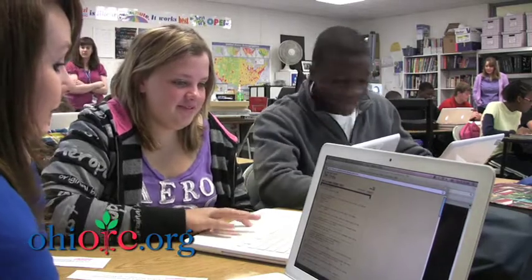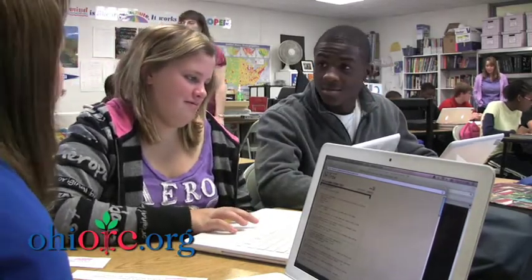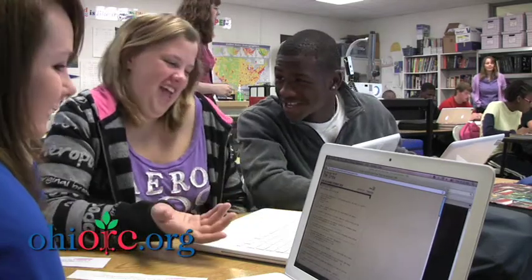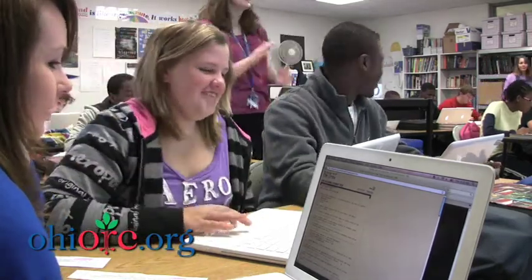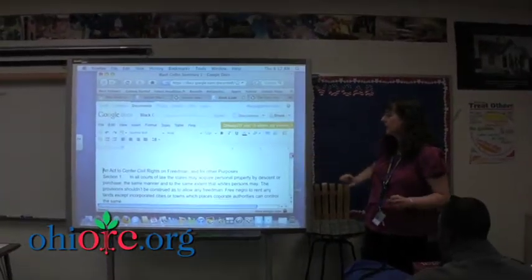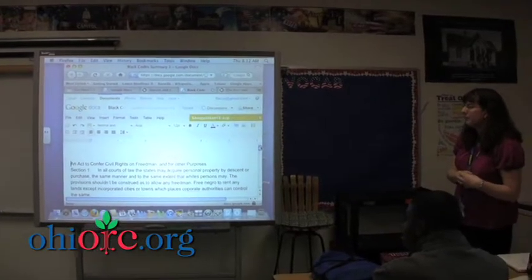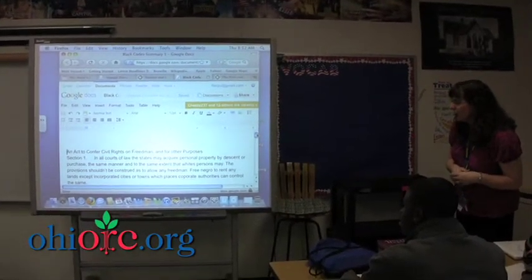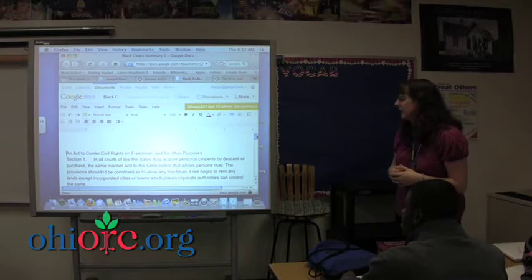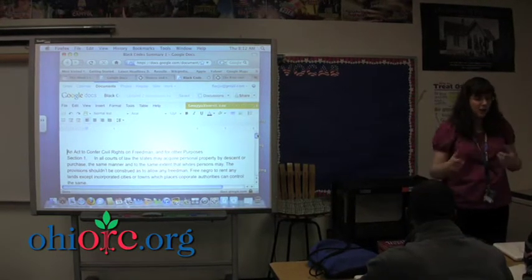Which of the following is a right guaranteed by the Bill of Rights? Trial by jury. All right, let's see what your responses were in summaries. Section 1, in all courts of law, the states may acquire personal property, same manner, same extent as white persons may. Okay, somebody didn't put their own words here. So property is still property no matter what color you are.